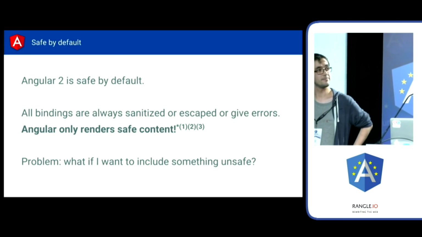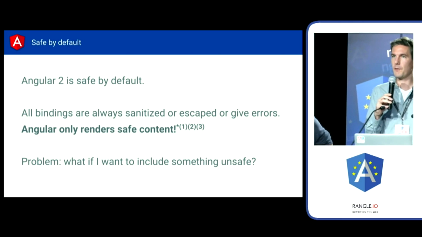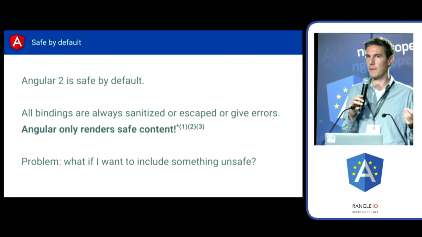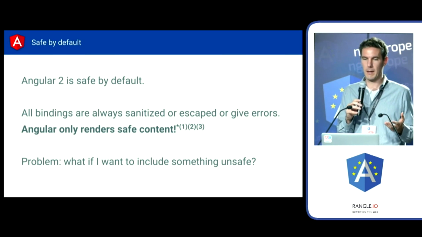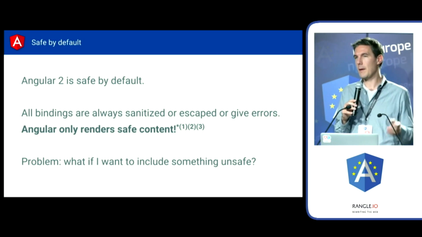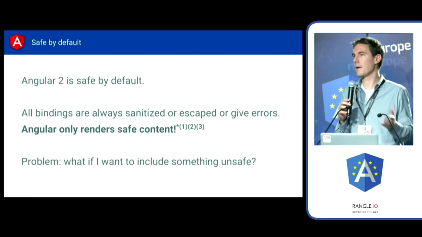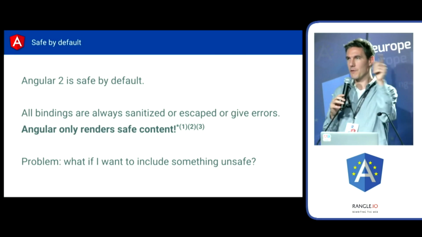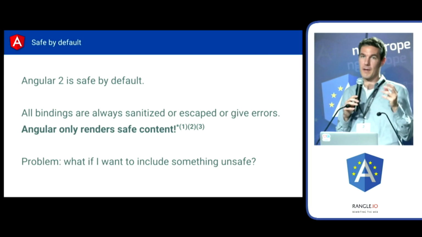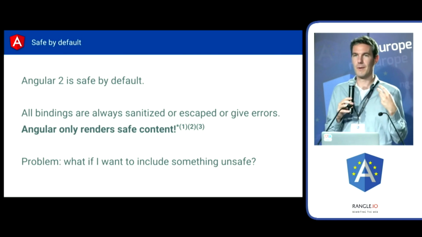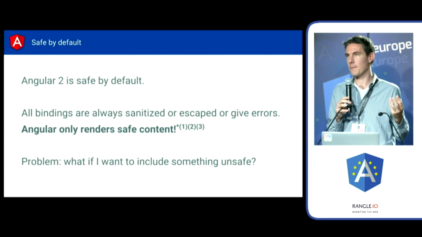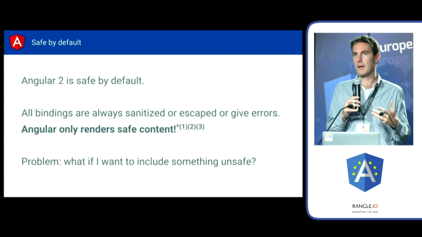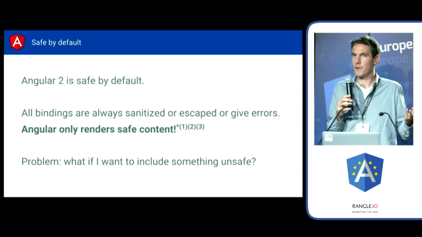So as I mentioned, Angular 2 is safe by default. So by default, we will sanitize or escape as appropriate for the context in which your code is running. So all bindings are always sanitized or escaped, or just give errors if we cannot sanitize or escape the binding. And Angular only renders safe content. And I have a whole bunch of annotations on this because there's ways how you can circumvent the system. So if you do interesting or creative code, then something can go wrong. So as soon as you, for example, interact with the DOM directly yourself, then you're no longer safe because you're using the DOM, which is an unsafe API.